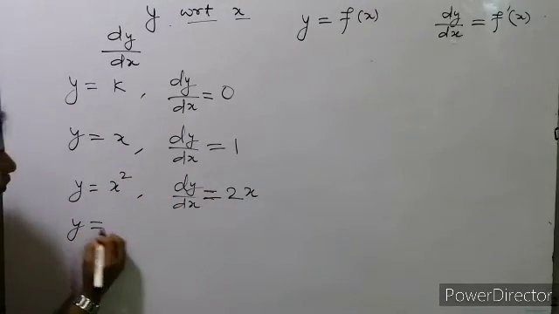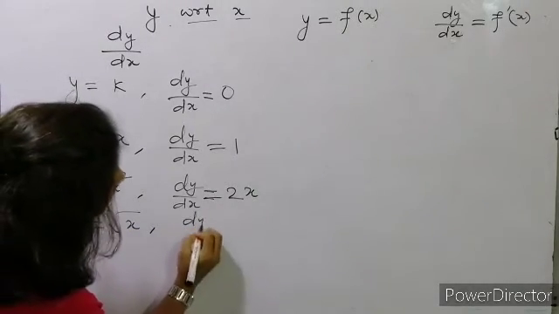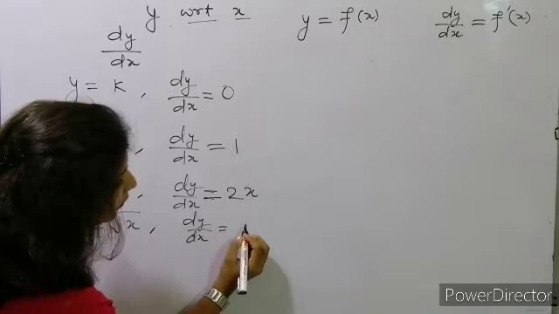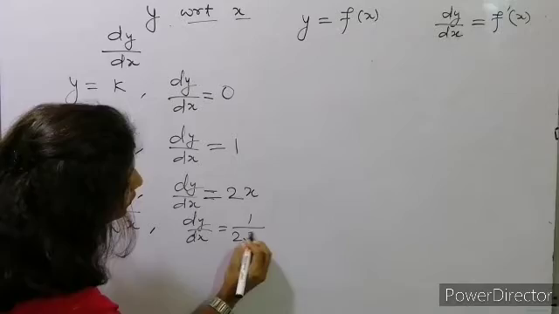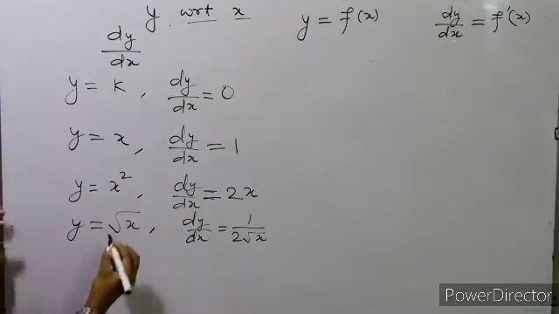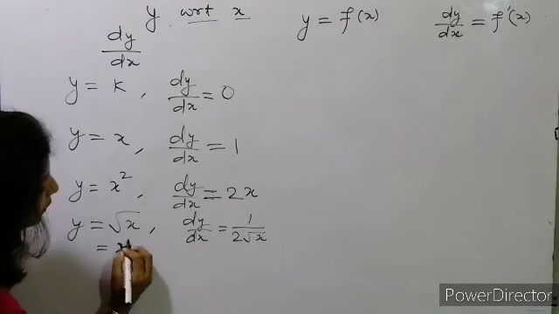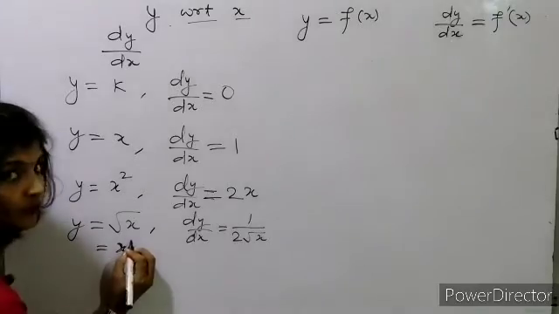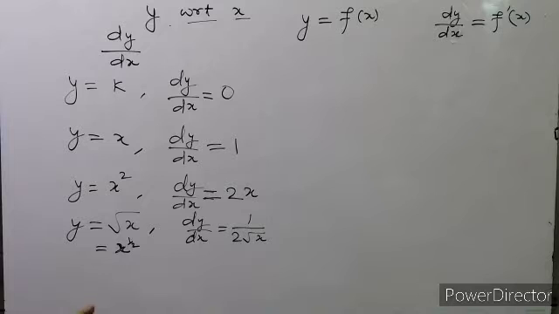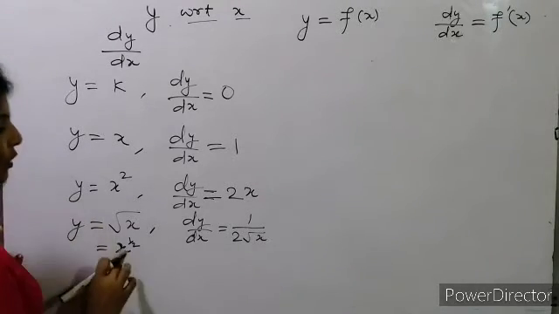Similarly, if y ka value is root under x, then what will be the value of dy by dx? क्या होगा? It will be 1 upon 2 root under x. क्यों होगा ये? See, if y का value is root under x का मतलब है y will be equal to x का power 1 upon 2. x का power is 2, मतलब x square. तो root under x will be x का power 1 upon 2.